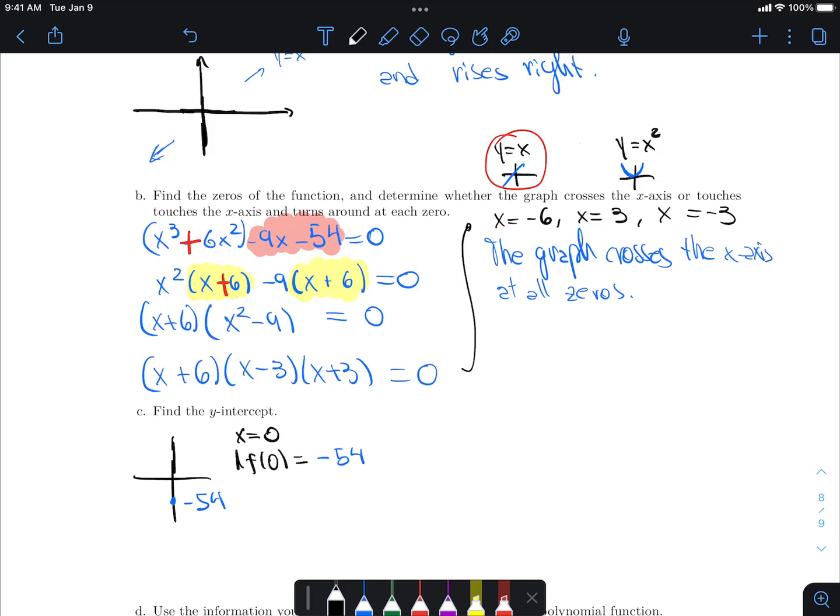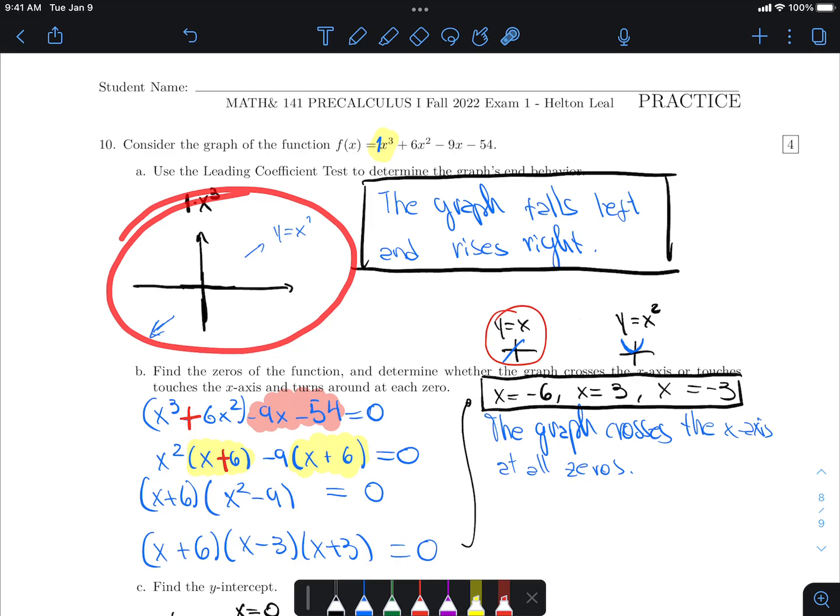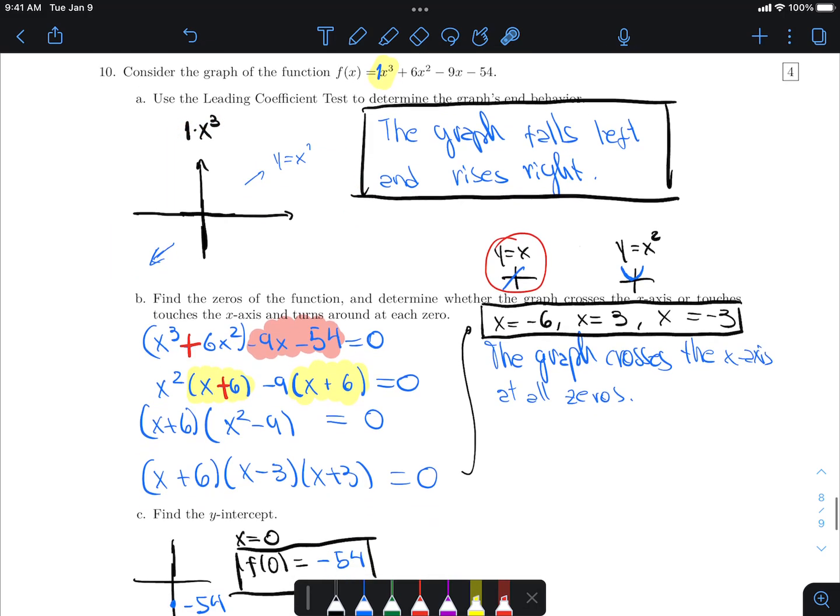So this is the y-intercept. Always box your answers or underline them. Do something to make it easy on me to find it. Put a drawing to make it more obvious. Always a good idea to do.